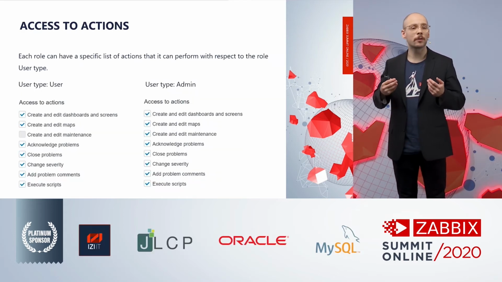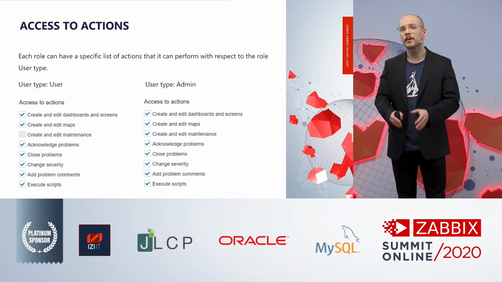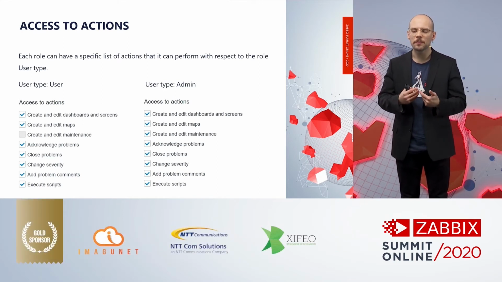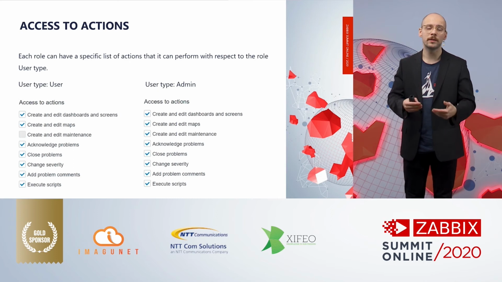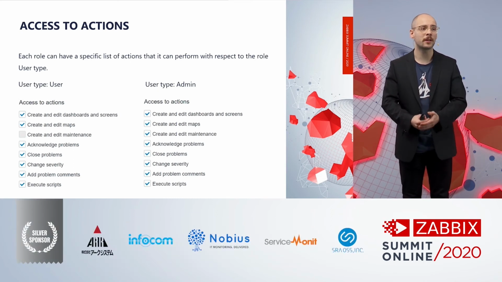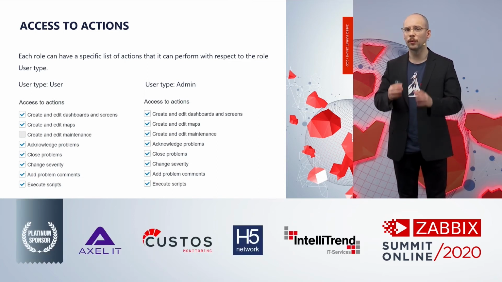So we've talked about UI sections, we've talked about API restrictions. Now let's talk about access to actions. And in this context, actions means what this user can do with the UI. Can he close problems? Can he acknowledge them? Can he create or edit maps? All of this can be restricted per role.